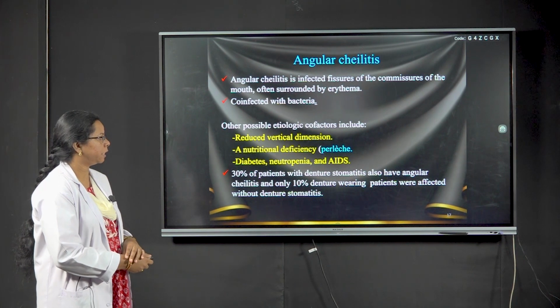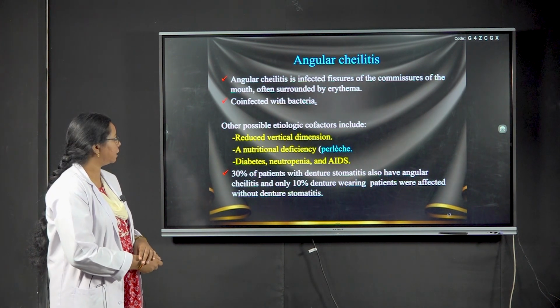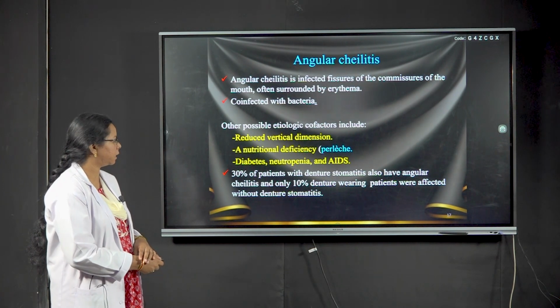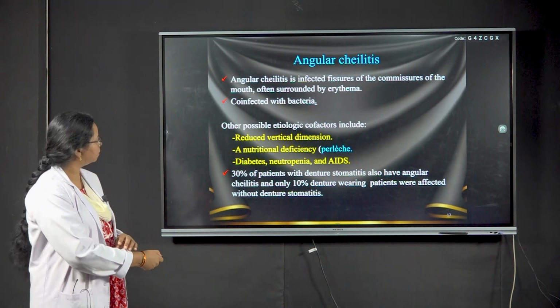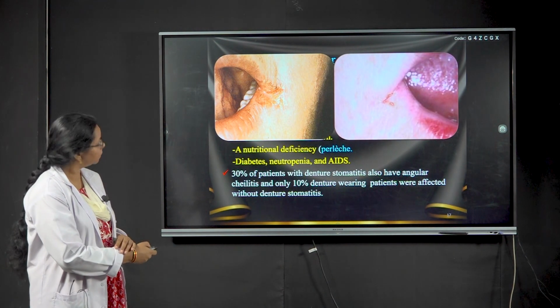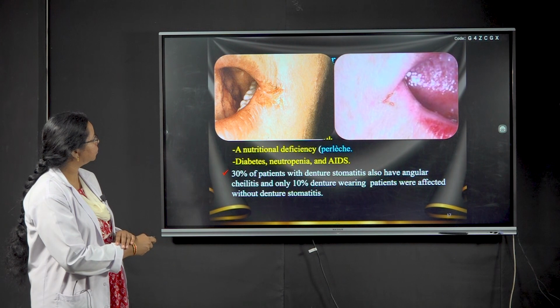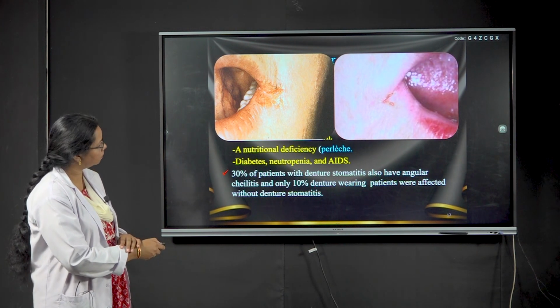30% of the patients with denture stomatitis also have angular cheilitis, and only 10% of the denture wearing patients were affected without denture stomatitis. So the picture shows angular cheilitis. The infected fissures you can see at the angle of the mouth.